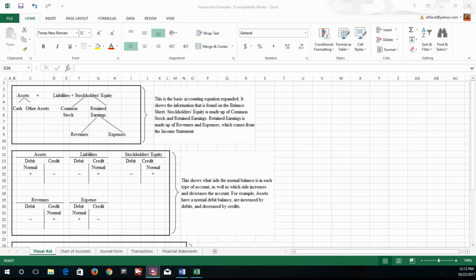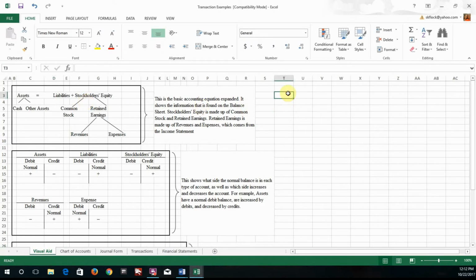Today's lesson is going to cover the accounting equation. And if you watched my first video, I briefly touched on the accounting equation. So today we're going to dig a little bit deeper into understanding the accounting equation. Basically, the accounting equation, as I have it listed here, is assets equal liabilities plus stockholders' equity.